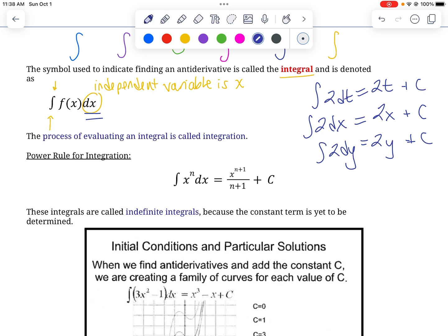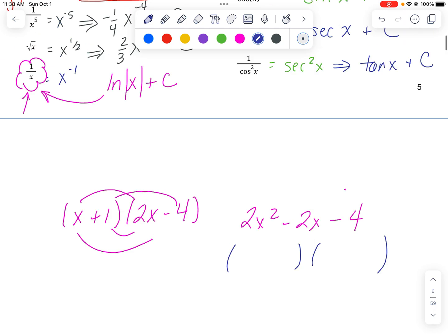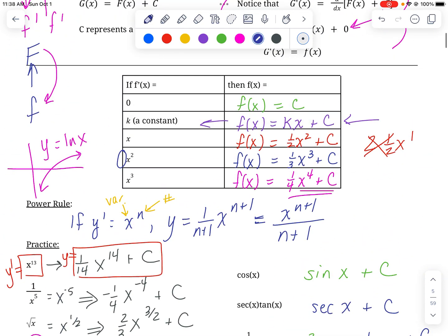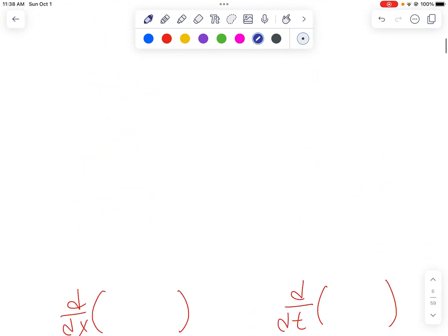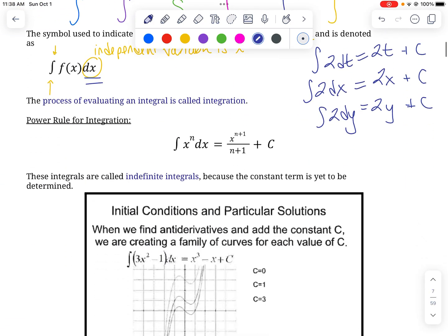And then when we find that integral, that's called integration. It can also be called antidifferentiation. So here we have our power rule from earlier. Remember the power rule that we wrote sloppily up here? This was our power rule. This is the power rule just written with an integral sign, same thing.